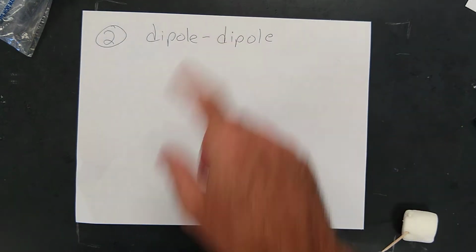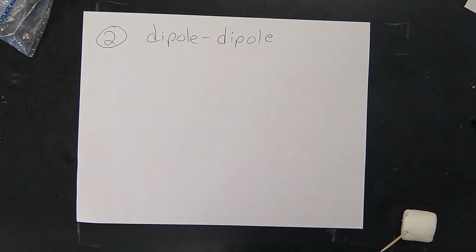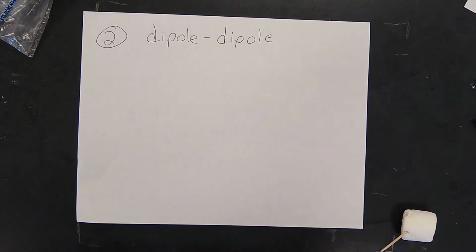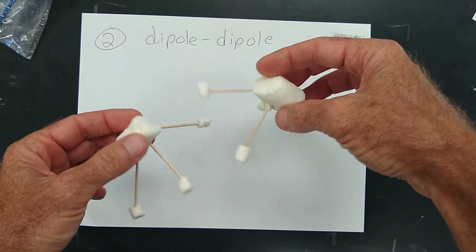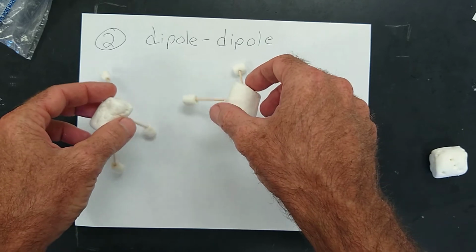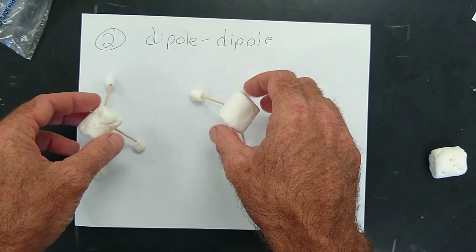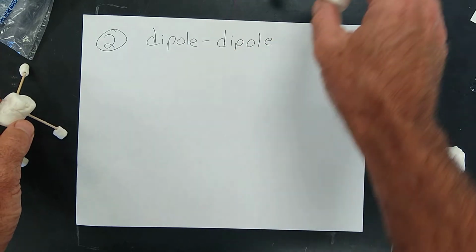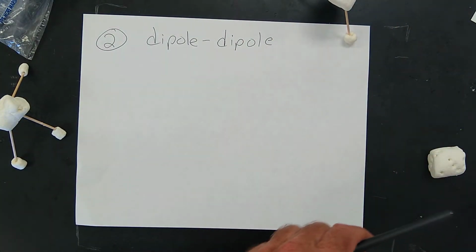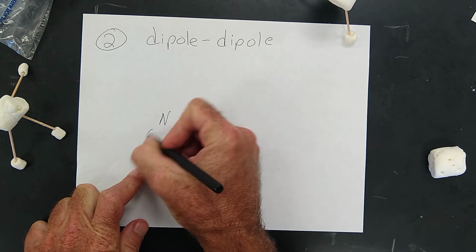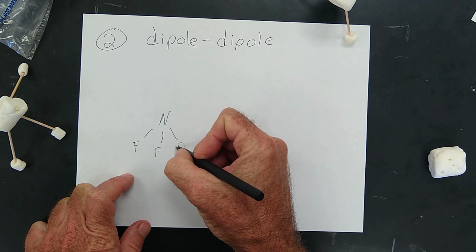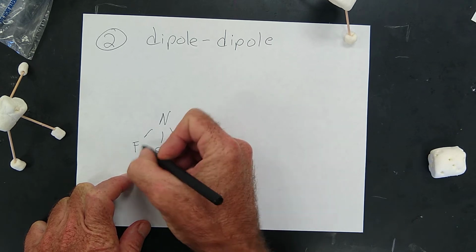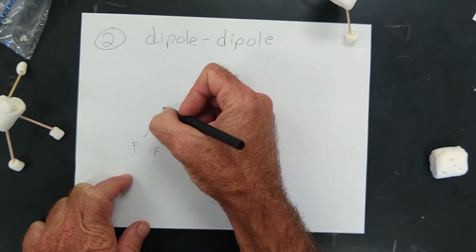The second type of intermolecular bond is called a dipole-dipole bond. Let's build something we can hook up with a dipole-dipole bond. How about we build a couple of trigonal pyramidal molecules? We're going to call each of them NF3. If we drew them on paper, we could say nitrogen trifluoride. And of course, I need my unbound pairs on those F's. There's one unbound pair right there.